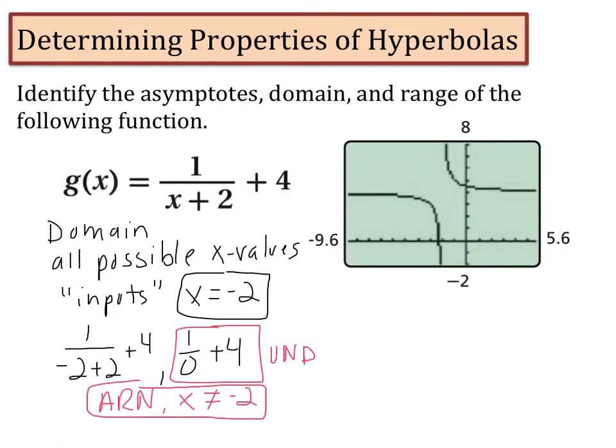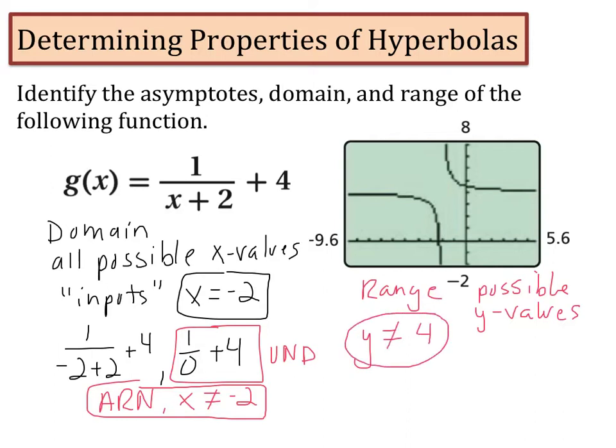Same thing happens for the range. Range is all the possible y values. So let's think about it. Because of the vertical asymptote, we saw that x could not equal -2. For the range, just look at the horizontal asymptote. So y cannot equal 4. So it's all real numbers, but y can't equal 4.